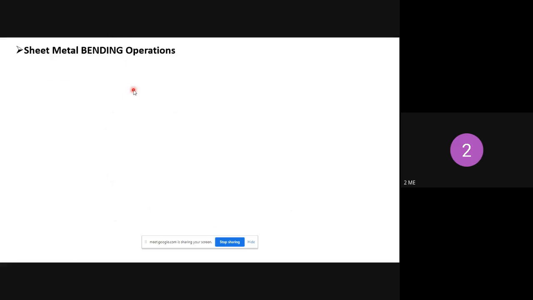So till now we already discussed the operations related to sheet metal cutting. What are the operations we discussed till now? Anyone? Blanking, piercing, punching, lancing, cutting, and notching. Good.